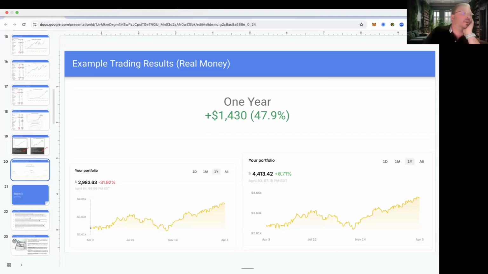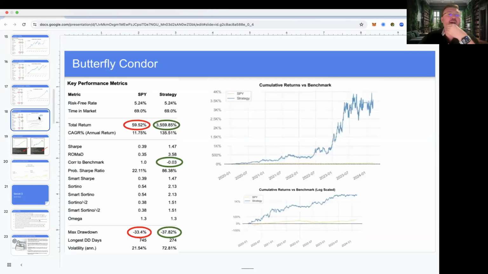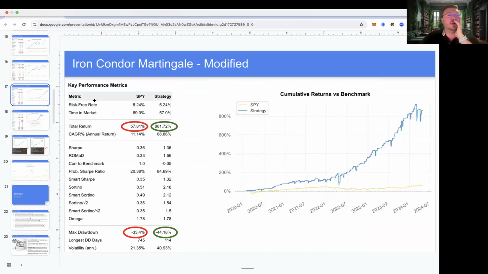Cool. Mary Bell asks, what is the minimum that can be in the account? It depends on the algorithm. The butterfly, this one I think has a minimum of 25,000. The iron condor, I'm not sure. We're actually still trying to figure that out. I think we could probably actually do the iron condor with just a few $1,000s. I don't think you need to have like a huge account for this.